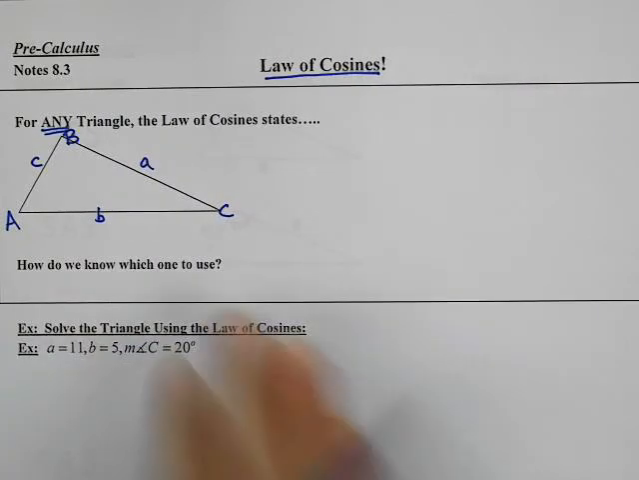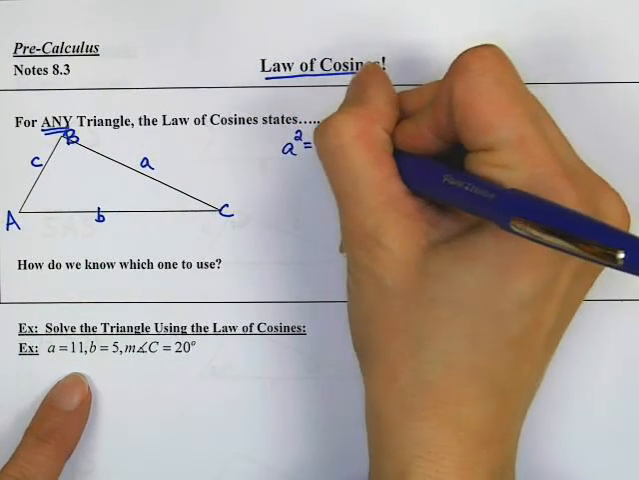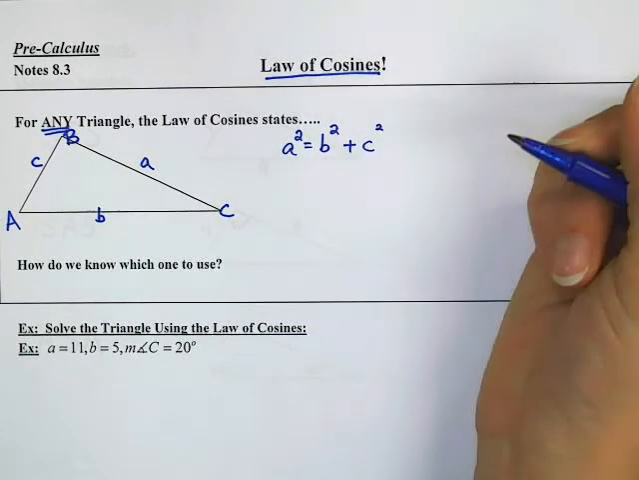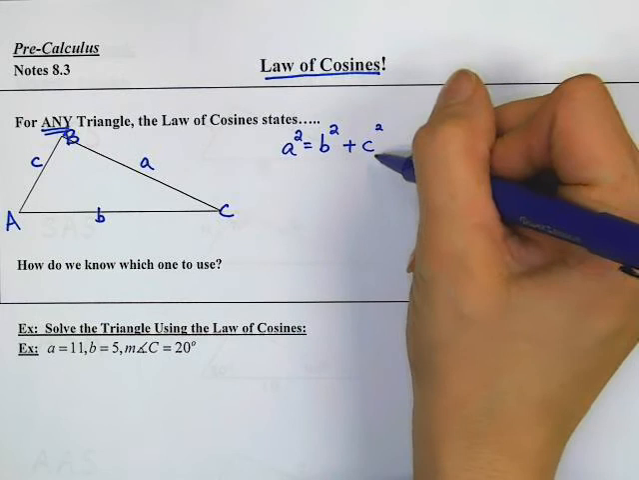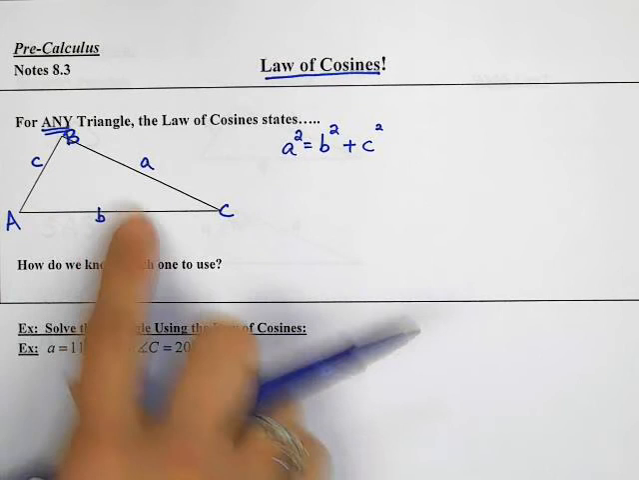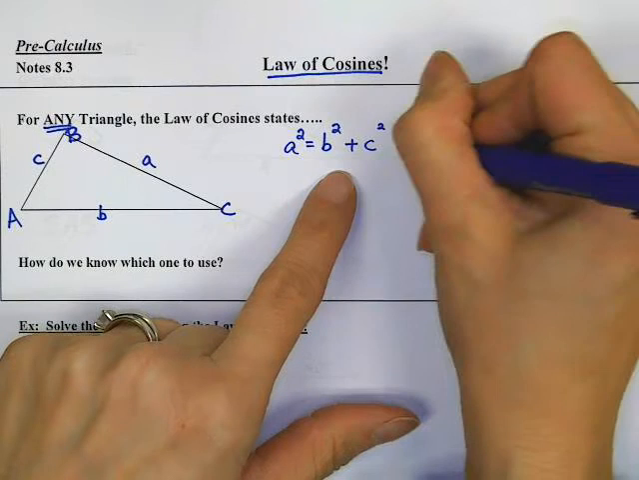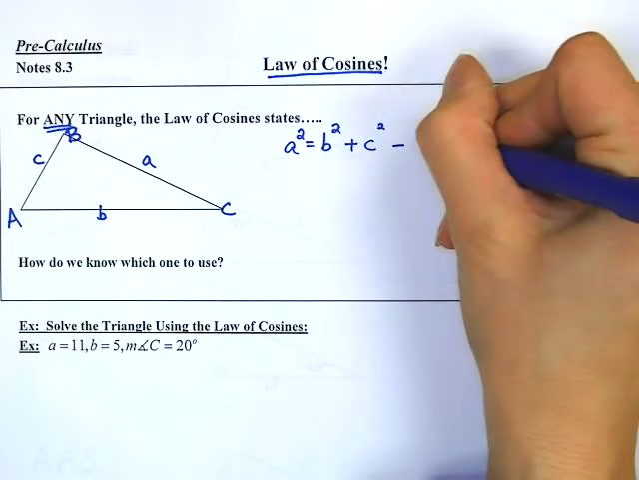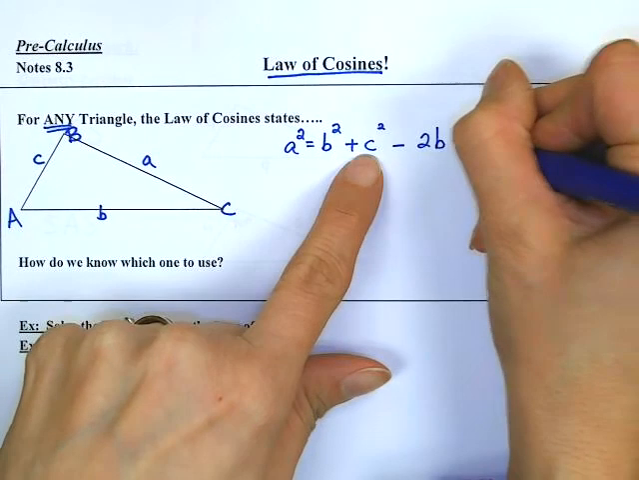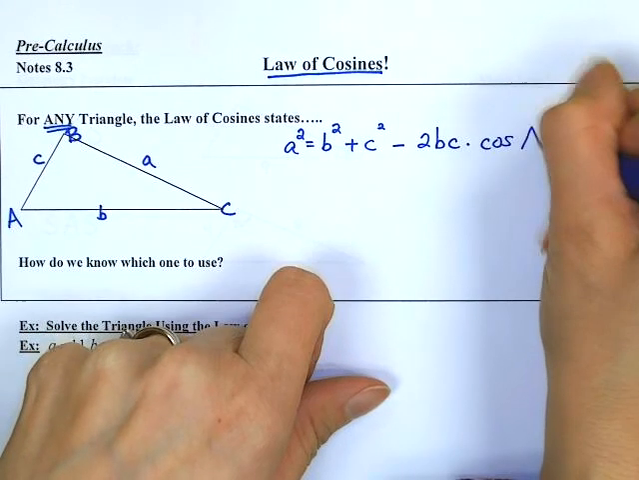We can do a calculation, and it goes like this. A squared equals b squared plus c squared. Wait a minute, this really looks like something. Hey, isn't this the Pythagorean theorem? But that's only for right triangles. This is not a right triangle, so we're going to have to keep going here. There's a little bit more to this formula. We're going to have to take off 2, and then multiply by b and c times the cosine of angle A.